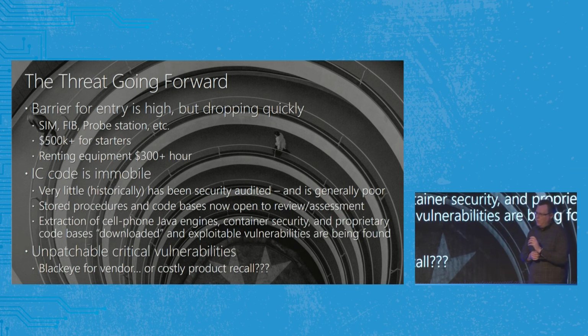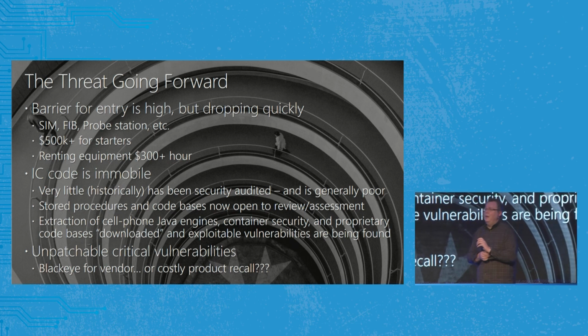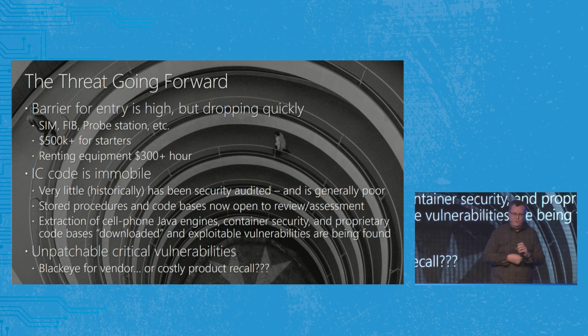Today, if I was to go out and buy a SIM or a FIB, that's about $500,000 per machine, second-hand, right? And if I want to get a focused ion beam system that will handle down to 10 nanometers, it's probably going to cost me about $3 or $4 million. However, if you really want to, you've got two routes.